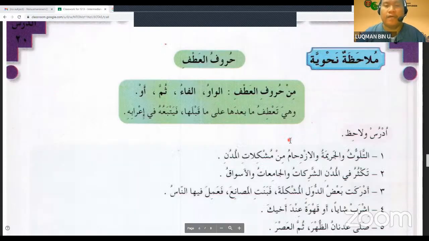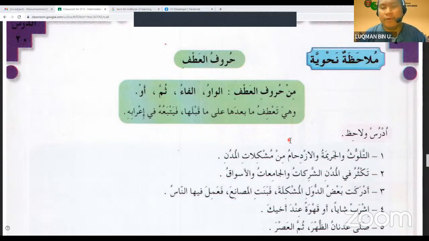Okay, next. Huruf al-atf, conjunctions. Huruf means particles, al-atf means conjunction. Among the conjunctions are waw, fa, thumma, and aw. Waw means and. Fa also means and. Thumma means and then. Aw means or. So what is the difference between waw, fa, and thumma?